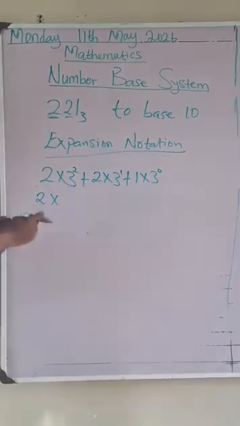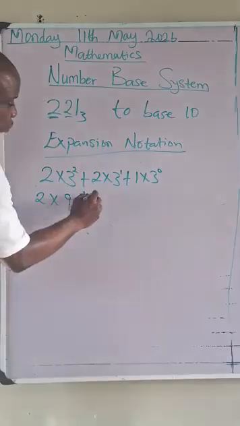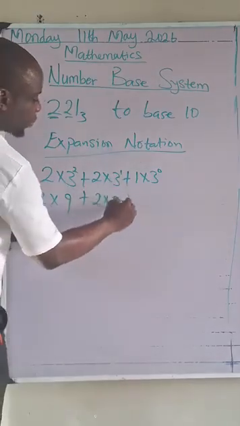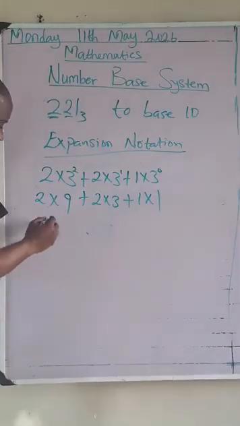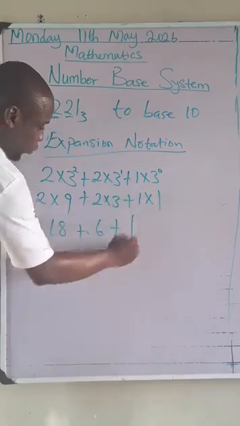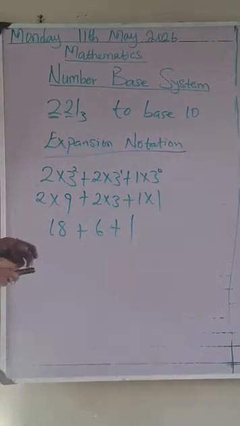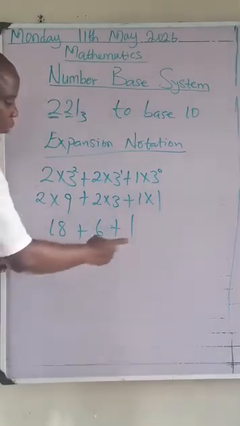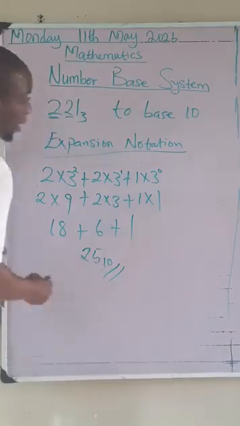Are we together? So what do you do from here? This becomes what? 9. That's 3 times 3 is 9. Plus 2 times, this becomes what? 3. Plus 1 times 1. What do you do next? This time this is what? 18. Plus this time this is what? 6. Plus this time this is what? 1. So after getting this, what do you do from here? This plus this is what? 24 plus 1 is what? 25 base 10. Final answer.